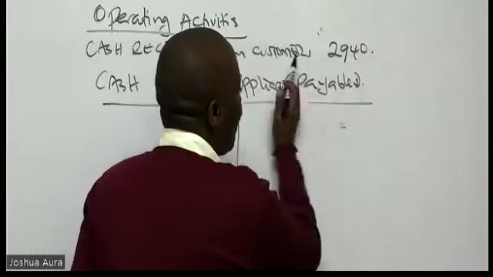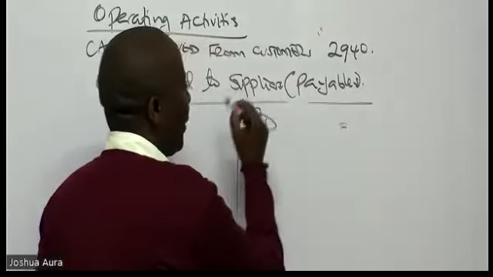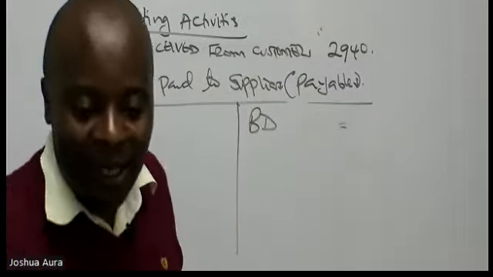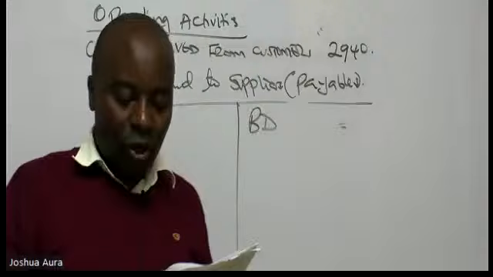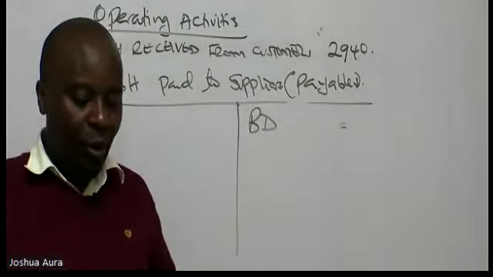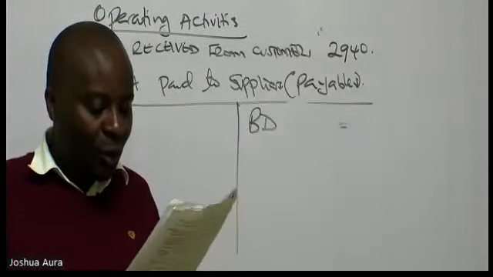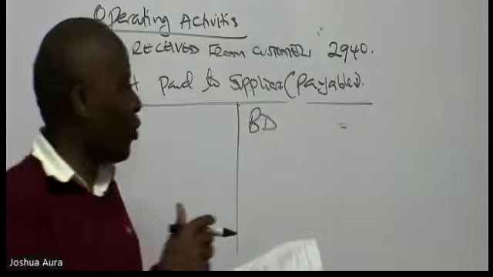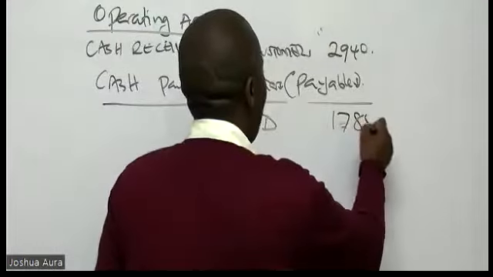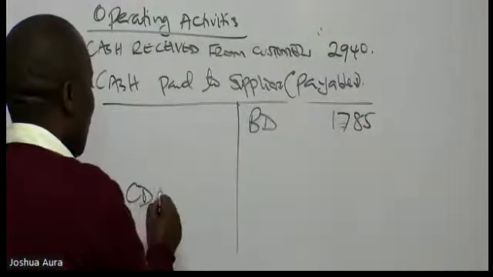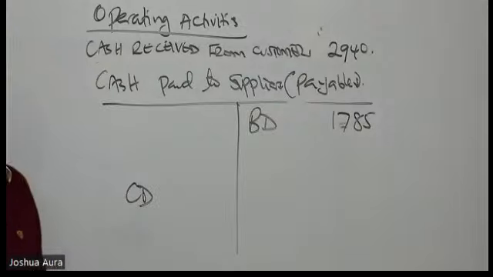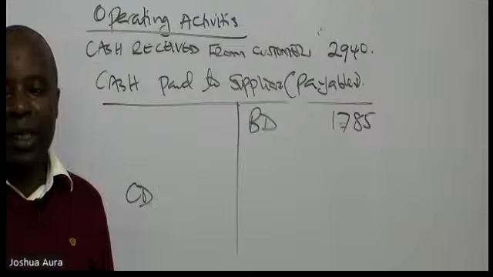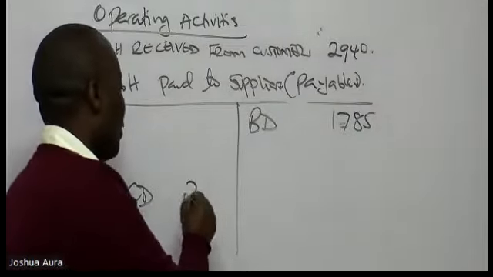Is there somebody who is able to see the brought down payables, the end of 2016 payables? Somebody is telling me payables. When you look at the current liabilities, payables, we have 1785. Thank you so much, 1785. And then, ladies and gentlemen, we have carried down. Are you able to see the carried down for 2017 now? Payables for 2017 carried down, 2955.